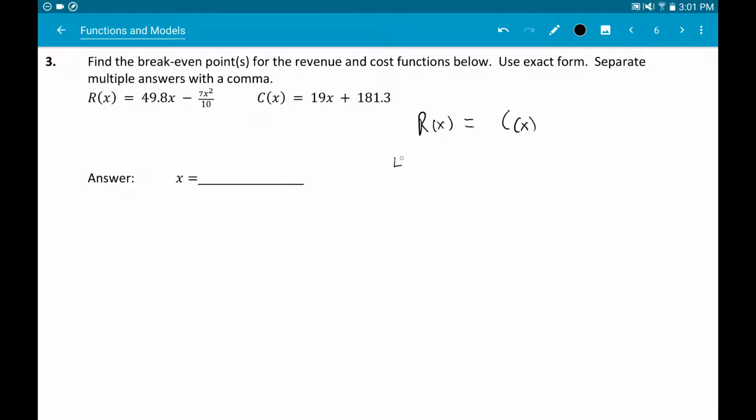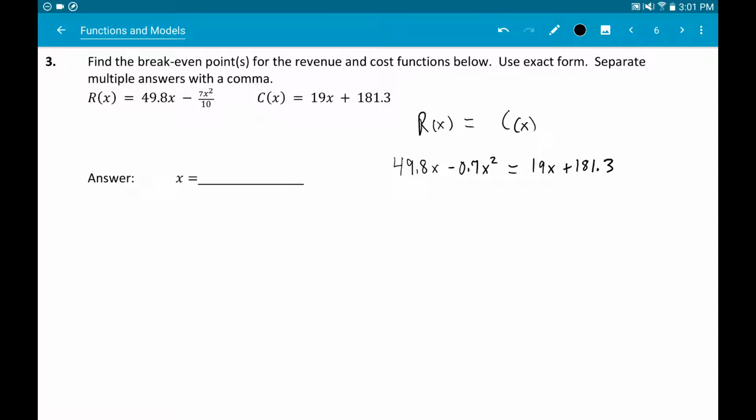So revenue is 49.8x. And since these other numbers are in decimal form, I'm going to go ahead and change 7/10 to 0.7. So minus 0.7x squared equals 19x plus 181.3. All right, so again, you've got an x squared in here. That means this is a quadratic equation.